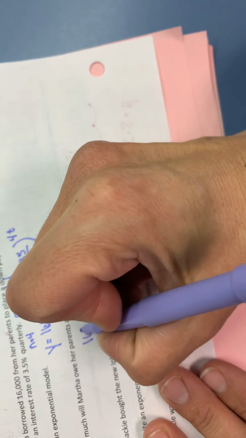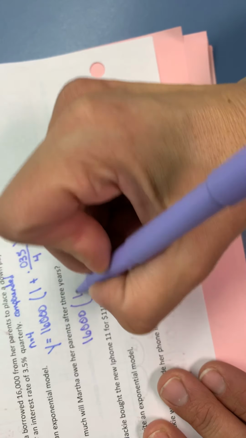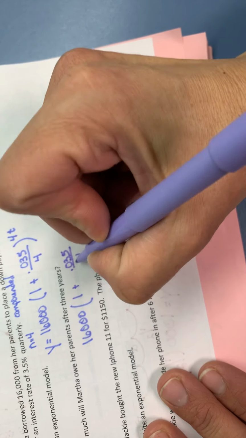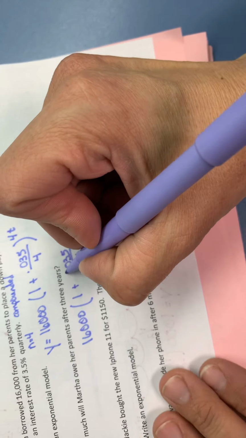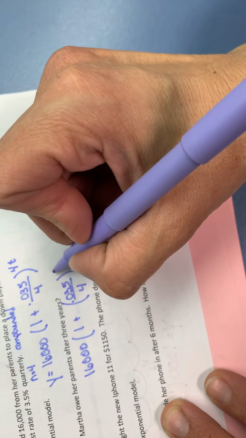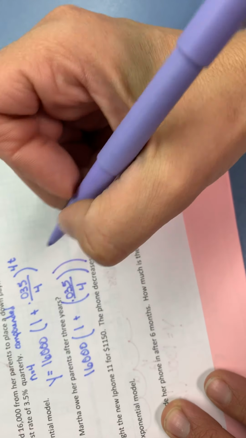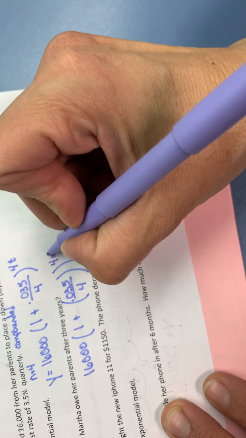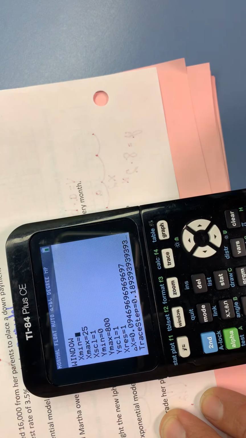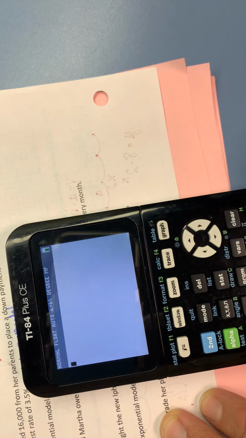Well, now I'm going to rewrite it, and you're thinking, why should I rewrite it? I'm just going to type it into my calculator, because if it's written correctly but it's typed in wrong, I can still go back and show me how you type it in. Remember, I'm adding an extra set of parentheses for the fraction, closing it, and then 4 times 3. So now I can go to my graphing calculator and start typing this in. So 16,000 parentheses 1 plus, now I'm going to start 0.035 over 4.